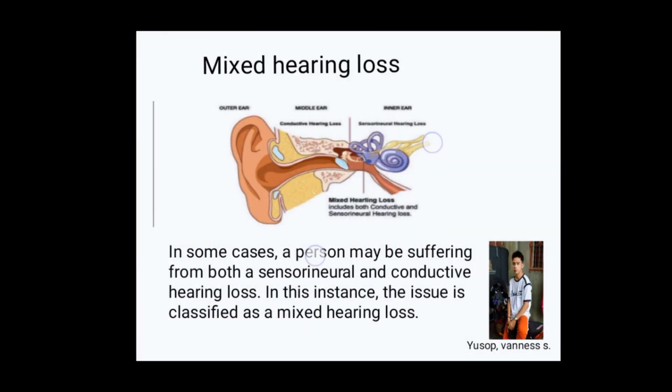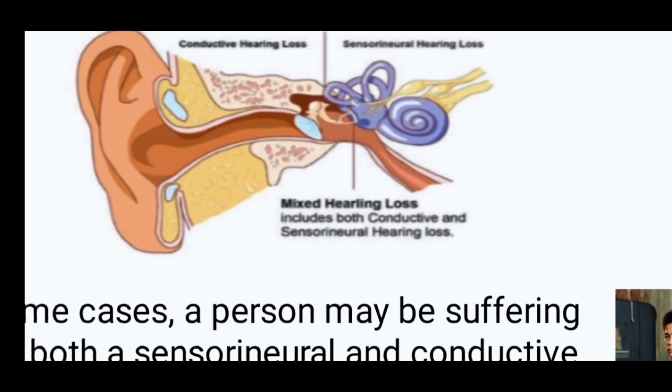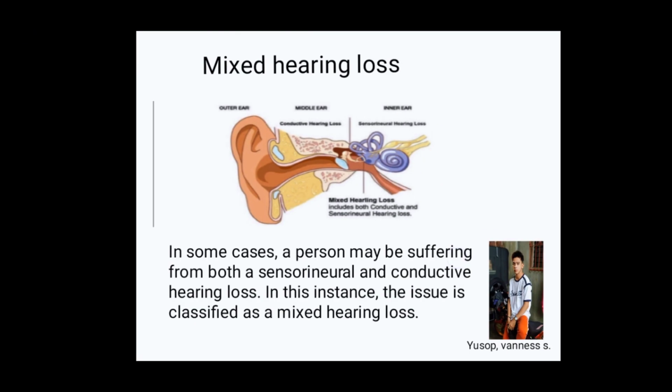Mixed hearing loss. Mixed hearing loss includes both conductive and sensorineural hearing loss. In some cases, a person may be suffering from both a sensorineural and conductive hearing loss. In this instance, the issue is classified as mixed hearing loss. Treatment options for mixed hearing loss will depend on whether the loss is more sensorineural or conductive in nature.